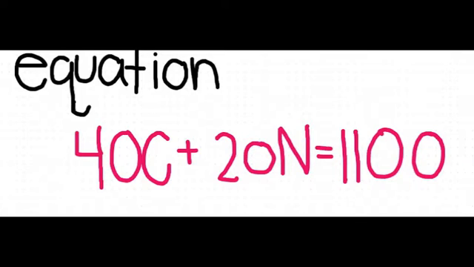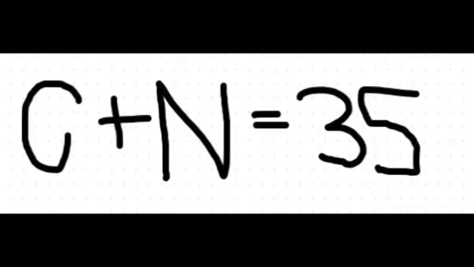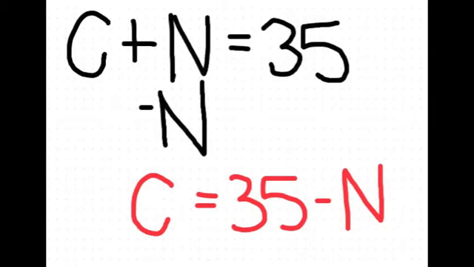Start with the equation 40C plus 20N equals 1,100. We will do 40 times the hours the Cox family used their sprinkler plus 20 times the amount of hours the Nelson family used their sprinkler to get 1,100. Also know that the amount of hours the Cox family used their sprinkler plus the amount of hours the Nelson family used their sprinkler will equal 35. We'll try to find C. We can get C by subtracting N from C plus N, giving us 35 minus N equals C.